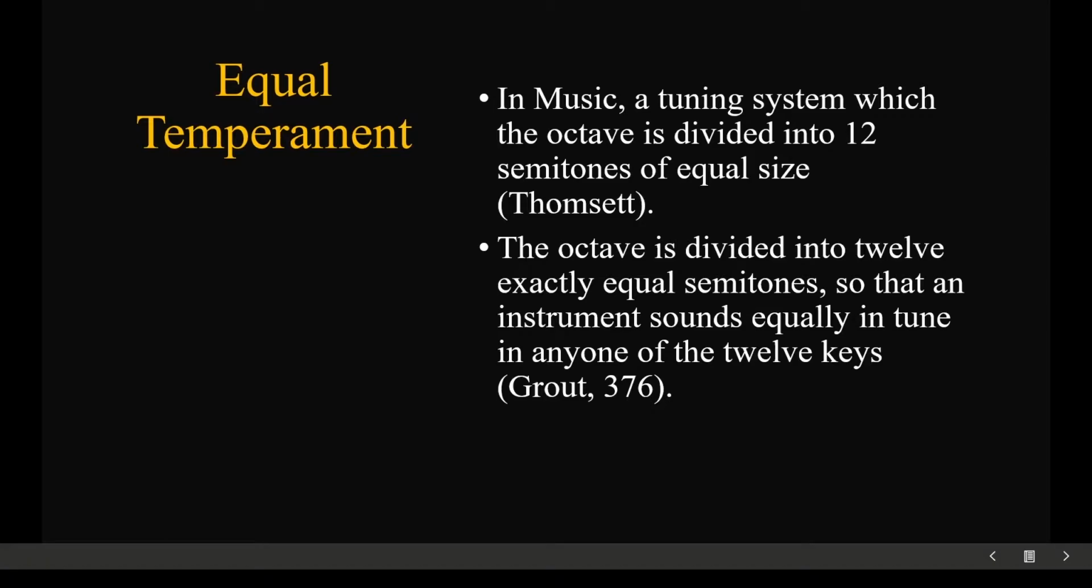Let me just give a couple of definitions here. In music, equal temperament is a tuning system in which the octave is divided into 12 semitones of equal size. One other definition: the octave is divided into 12 exactly equal semitones so that an instrument sounds equally in tune in any one of the 12 keys.